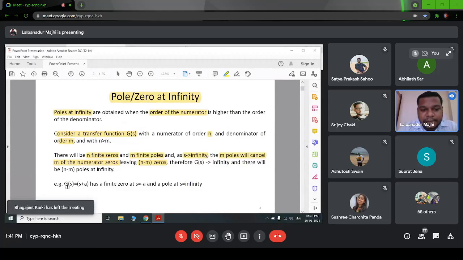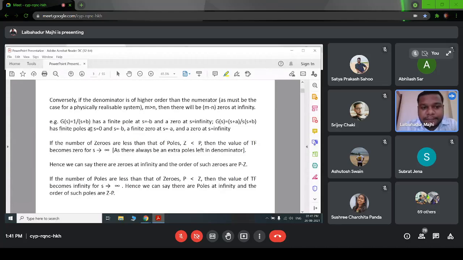For instance, suppose G(s) is s plus a. It has only a zero at s equal to minus a. So we can say there is a pole at s equal to infinity, because the number of poles and zeros will be the same. Vice versa, if there are more poles and fewer zeros in the transfer function, then there are zeros at infinity.